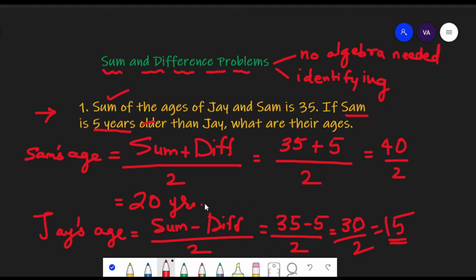So here Sam's age is 20 years and 15 years is J's age. Just verify. The sum of their ages, 20 plus 15, is 35. Yes. And the difference between their ages, 20 minus 15, is 5. And here Sam's age is more. So Sam is 5 years older than J. Got it? Let's see if you can solve this next problem.